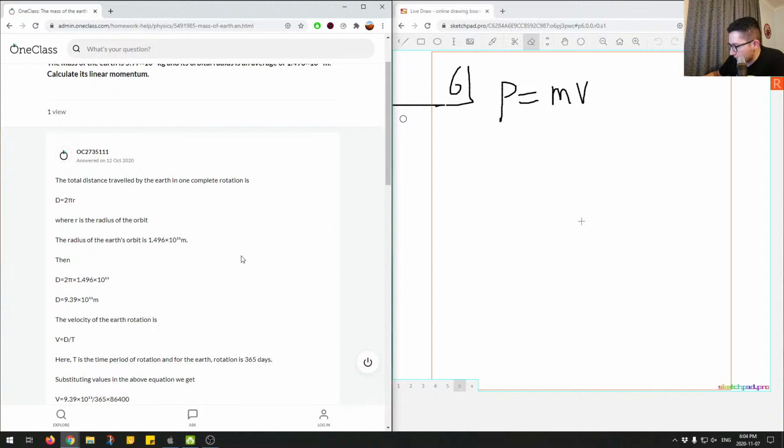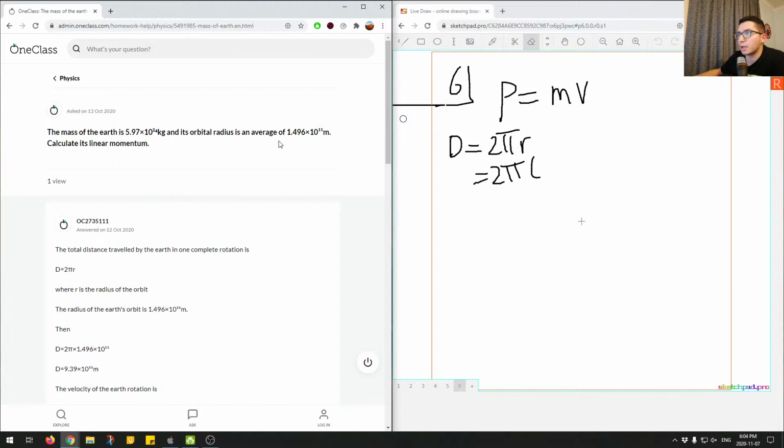So we have the circumference, which distance traveled is 2 pi r. We're given the radius, so the radius here is 1.496 times 10 to the 11 meters. Plugging this into our calculator, we end up with about 9.4 times 10 to the 11.